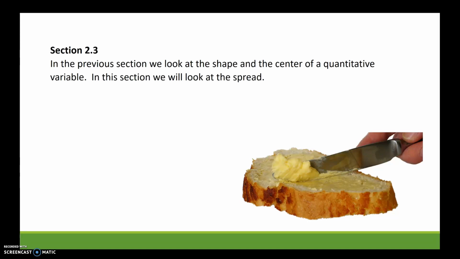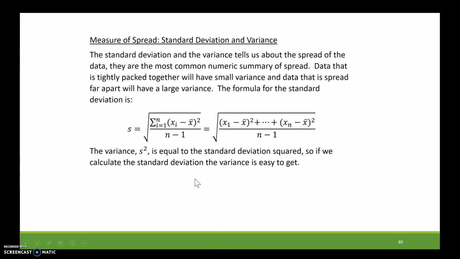In this section, we're going to look at how to describe the spread of the data. In other words, are the data points really close together, or are they really far apart? One of the most common ways to describe the spread of the data is what is known as the standard deviation. Data points that are really close together will have small standard deviation or variance. Data points that are really far apart will have large standard deviation or variance.